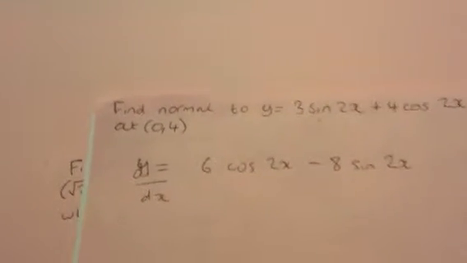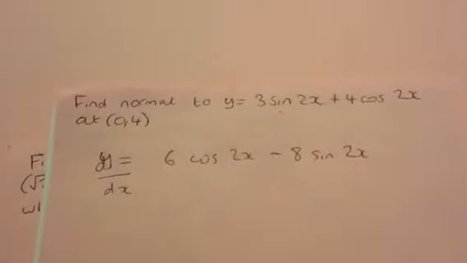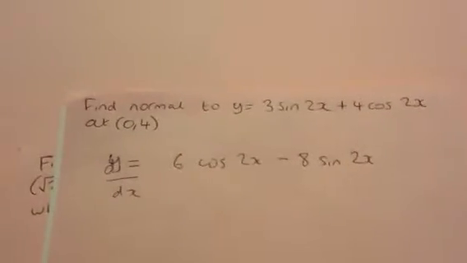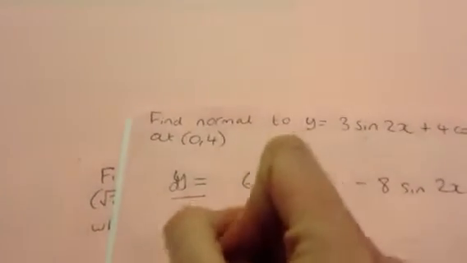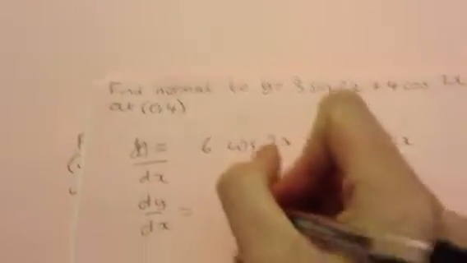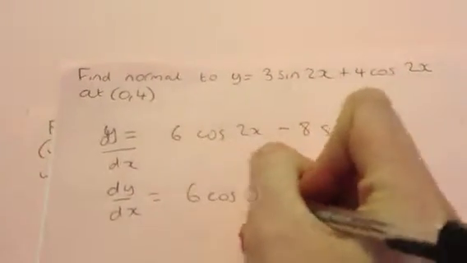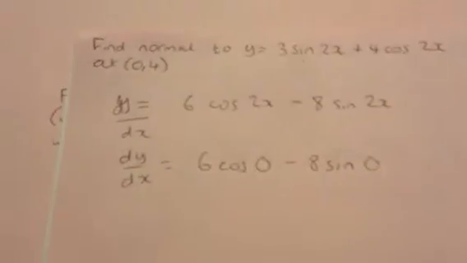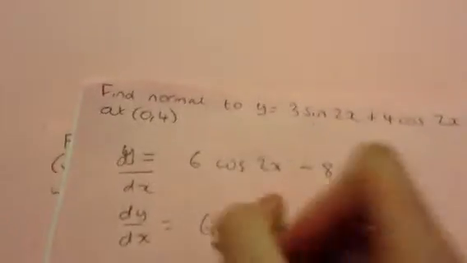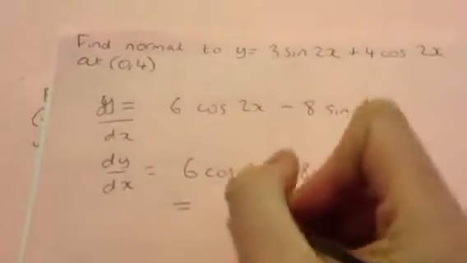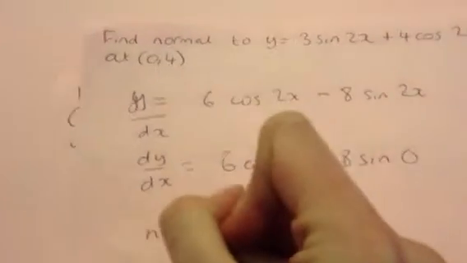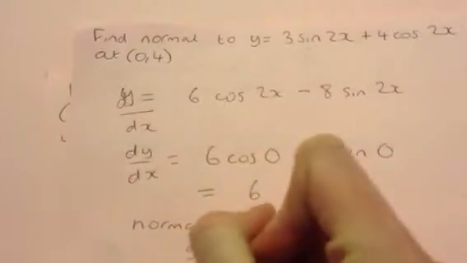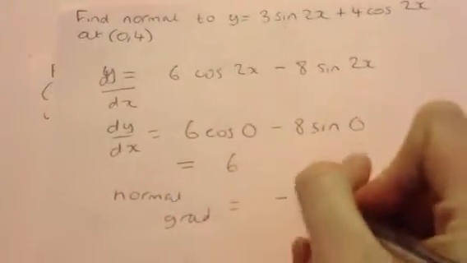So that is our gradient at any point. Okay. Now we're using (0, 4). So we're going to work out the gradient at (0, 4), which is 6 cos nothing minus 8 sine nothing. Type into calculator and you get 6 times 1 minus nothing, so it's 6. Now we want a normal though, so we're going to go minus 1 over the gradient. So the normal gradient is minus 1/6.